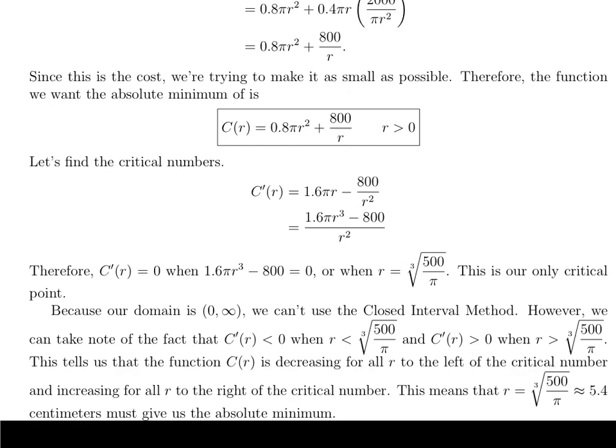Now the domain of the function that we're looking at is 0 to infinity, which is not a closed interval, so we can't use the closed interval method. But we can take note of the fact that the derivative is negative when we plug in values that are less than the critical number, and the derivative is positive when we plug in values that are bigger than the critical number. Well, that tells us that the function is decreasing until we hit that critical number, and then it's increasing. And so that tells us that this critical number has to represent an absolute minimum. If we work out that number, that's about 5.4 centimeters. That has to give us the absolute minimum. We're talking about the absolute minimum cost here.